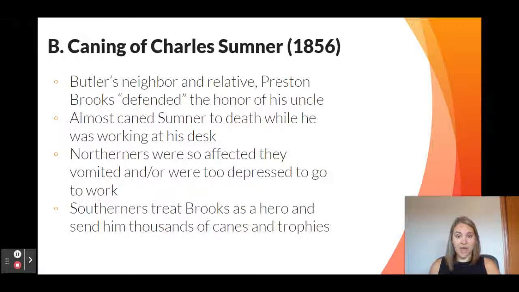Now, Butler's neighbor and relative, Preston Brooks, is going to defend the honor of his uncle by basically caning Sumner to death. He is going to end up with a brain injury for the rest of his life. When this story ends up in the public, it is so impactful that Northerners will vomit or be too depressed to even go to work. The Southerners, however, treat Brooks as a hero. There are statues in his honor in the South, and they sent him thousands of canes and trophies to celebrate his heroism.